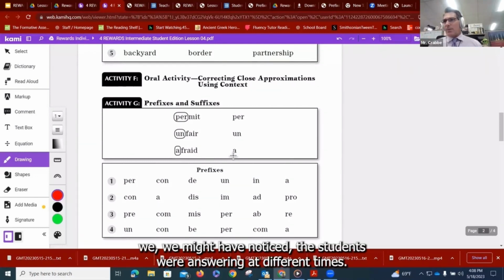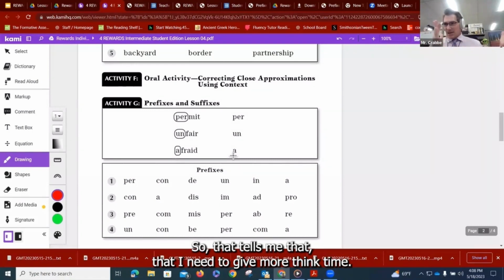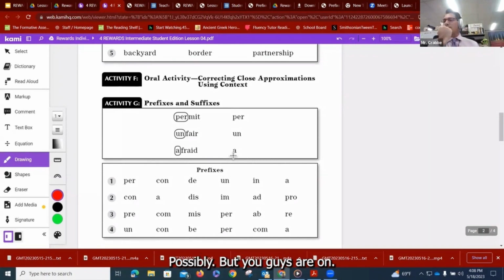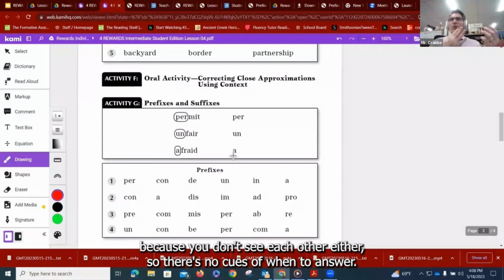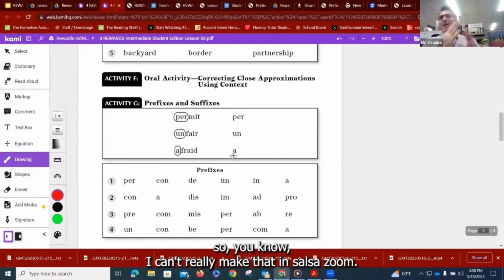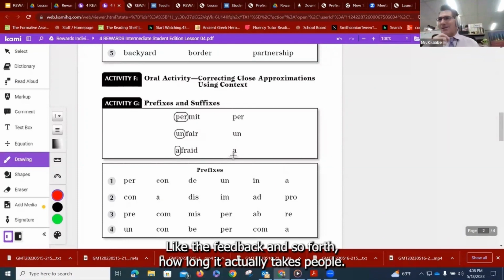We might have noticed the students were answering at different times. That tells me that I need to give more think time possibly. But you guys are on Zoom. It's really hard because you don't see each other either, so there's no cues of when to answer. And who knows, with the feedback and so forth, how long it actually takes people.